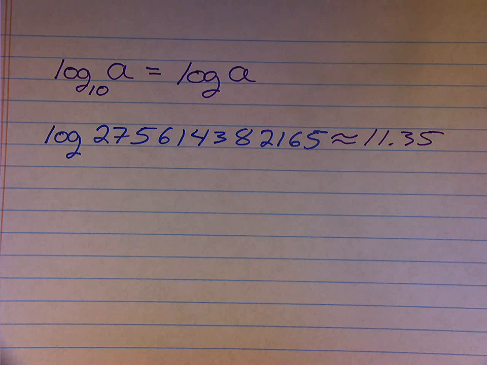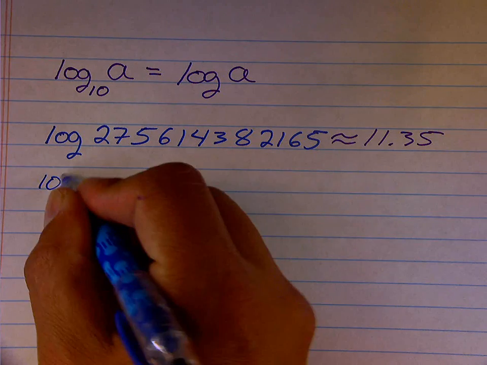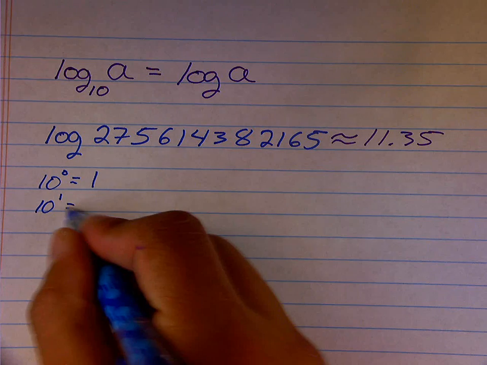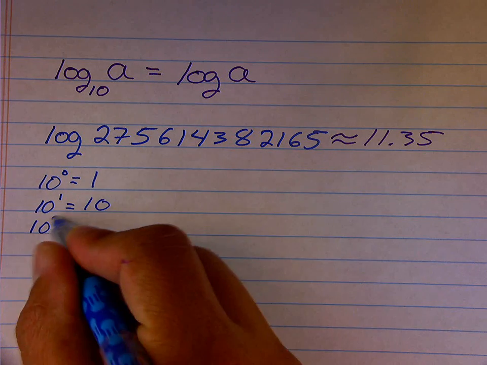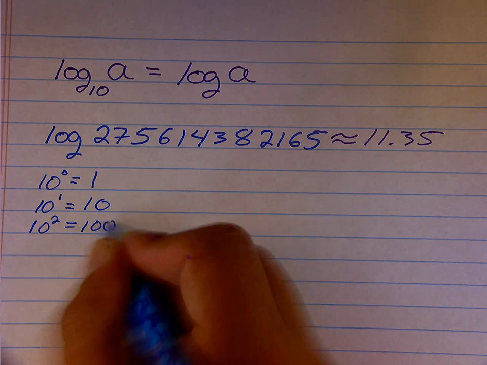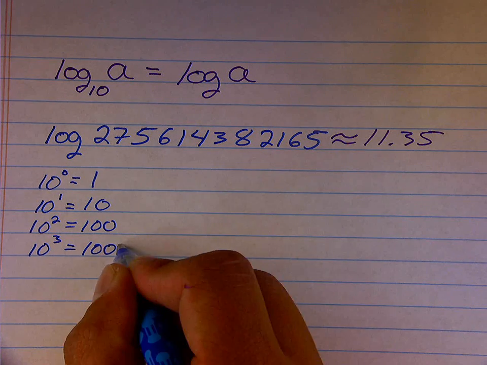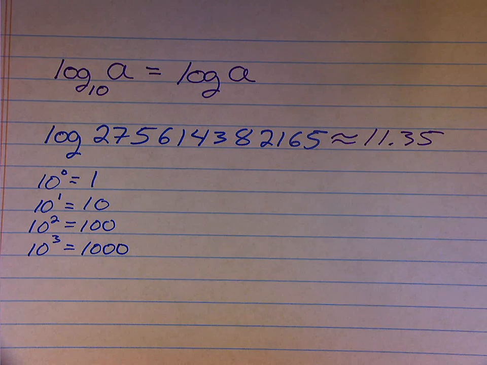To be able to calculate a logarithm using the technique, I'm going to show you a little pattern you learned way back when in math. 10 to the 0 is 1. 10 to the 1 is 10. 10 squared is 100. 10 cubed is 1,000. I want you to notice how many trailing zeros there are behind that 1.